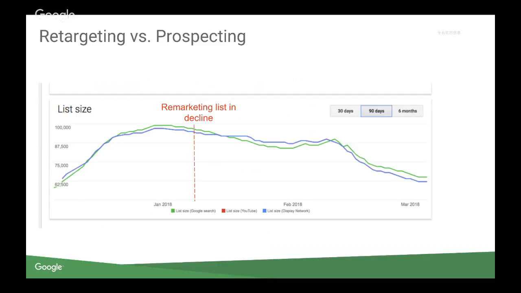Once you see the remarketing list is in decline, then you definitely should propose targeting prospecting customers, including similar audience, in-market audiences, custom intent, and the funnel targeting. When you see remarketing lists starting to decline, this is important because this will help you to continually grow remarketing lists, and also this will help you to refresh the remarketing pool, because then you'll be able to constantly get new customers by doing prospecting.